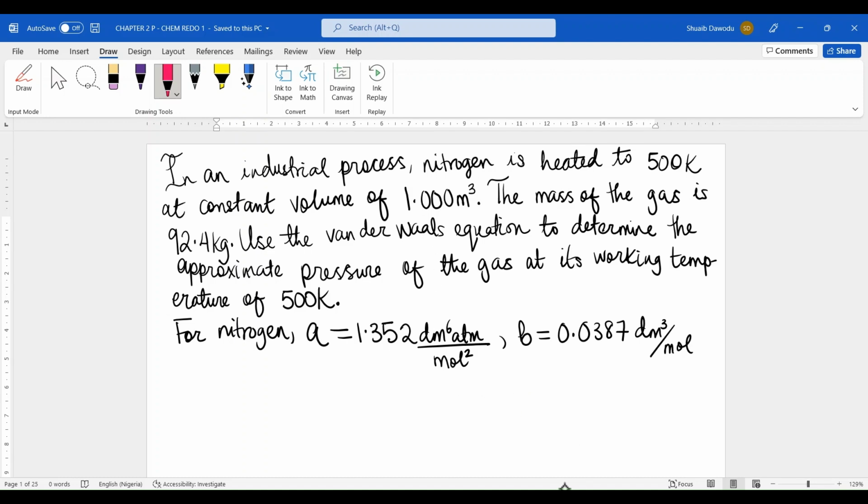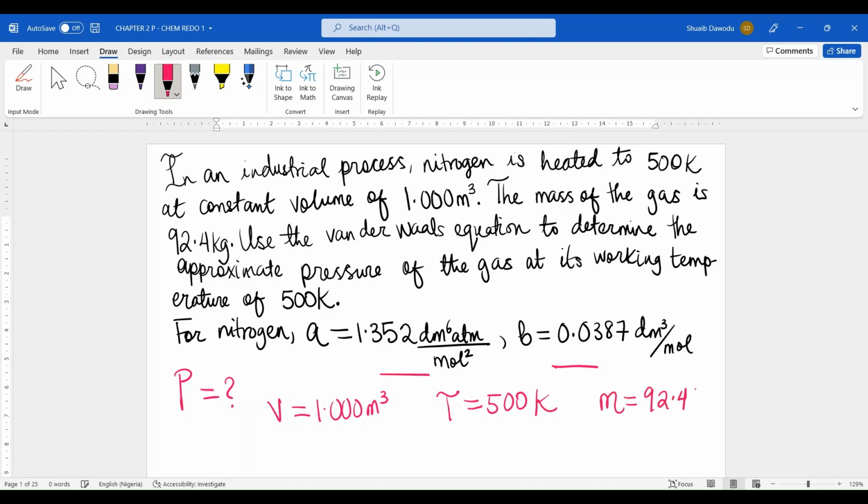So in this particular question, we're asked to determine the approximate pressure using the van der Waals equation of state. But before we can do that, we have to first write out all of the parameters that we're given. We've been given the value for A, the value for B, the volume, which is 1.000 meter cubed, the temperature of 500 Kelvin, and the mass of the gas, 92.4 kilograms.